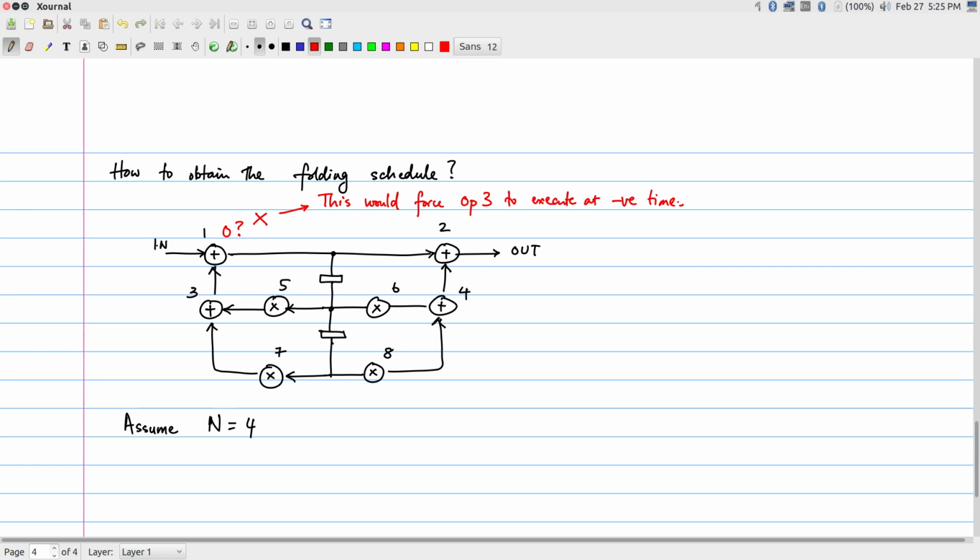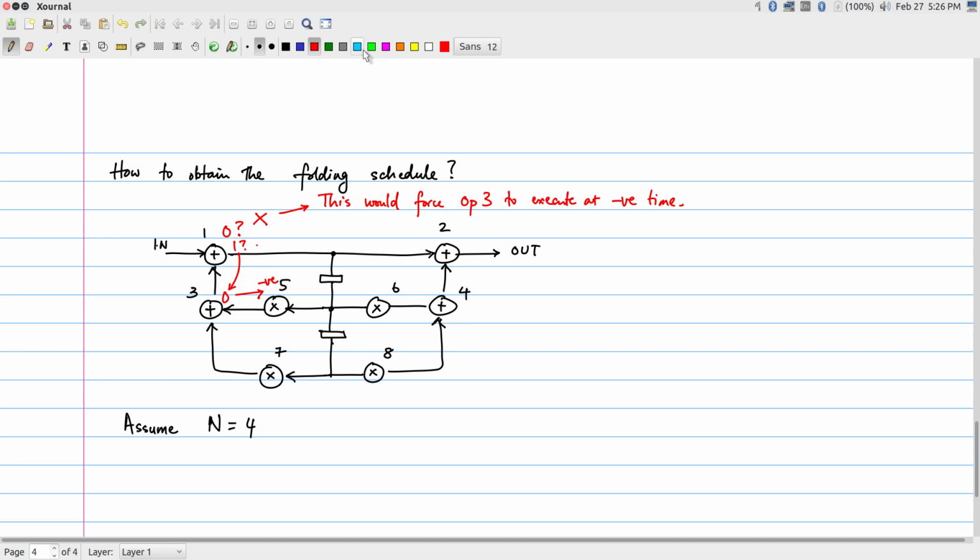The next question I can ask is, is 1 possible? If operation 1 is to execute at time instant 1, what would that imply for operation 3? It has to be at 0. What does that imply for operation 5? It would have to be negative, which again is not possible. So 1 is also not okay, because this would imply this becomes negative. So that's also not okay.